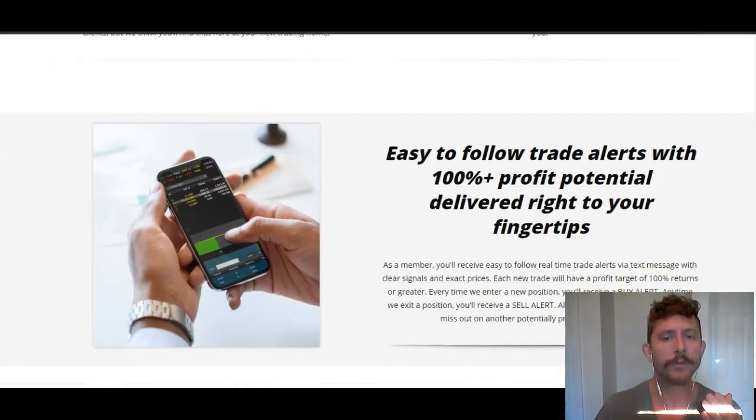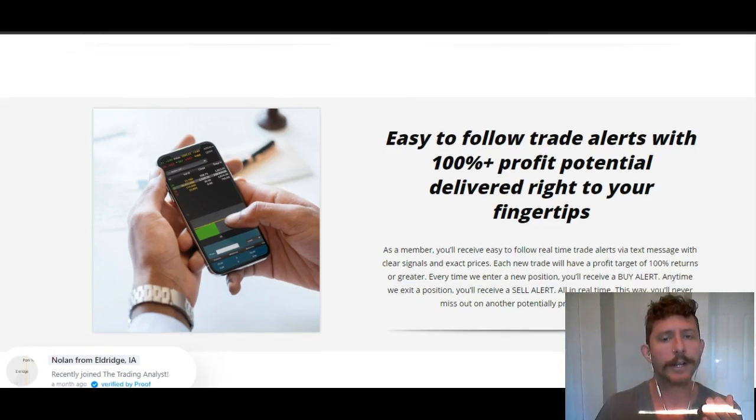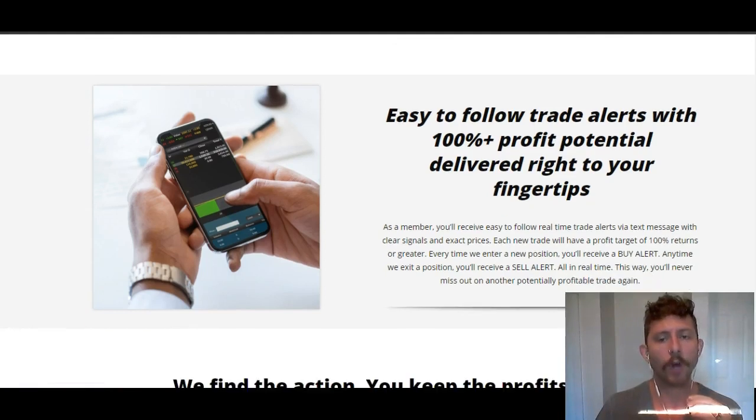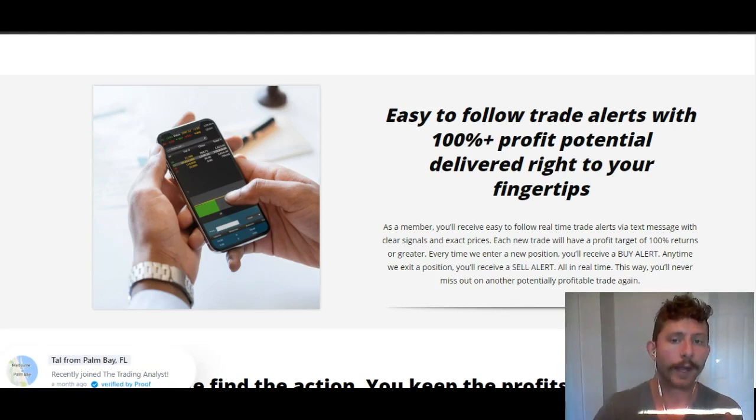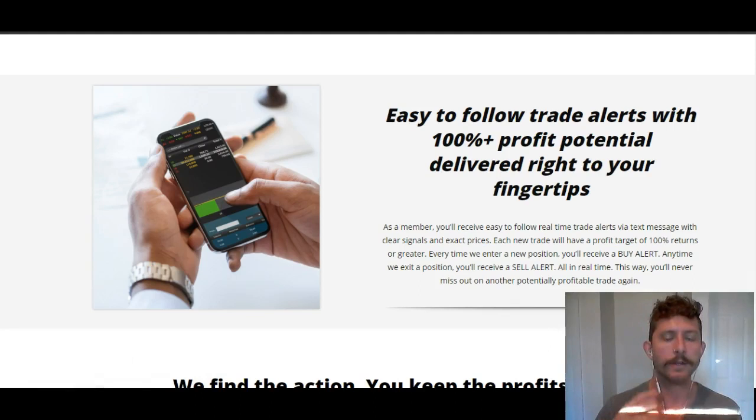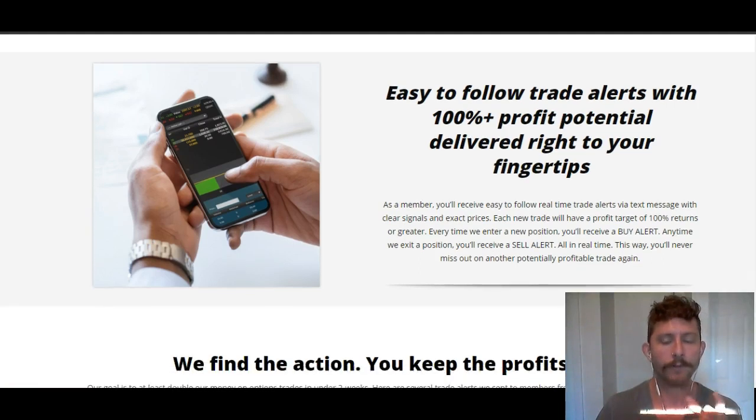The main component of the premium service that you're going to get is easy to follow real-time trade alerts with high profit potential on each trade, delivered directly to your fingertips via text message. So if you've got a job, no worries, you're going to be able to participate in these trades. About 90% of them are swing trades that last anywhere from 2 days to about 30 days. So it's not like we're doing day trades and you need to be watching your screen all day long. It's made for part-time traders. If that's you, this is going to be a perfect fit for you.